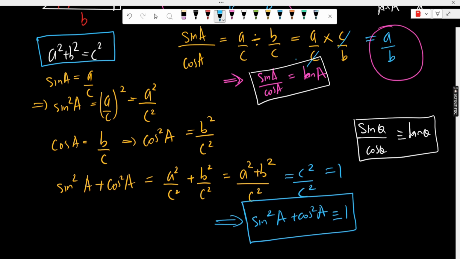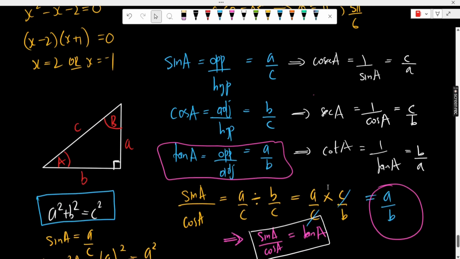And this is not only true for this right angle triangle, but it's true for any angle A. And this right here essentially is our second identity. So we have two identities thus far. Sine theta over cos theta is equivalent to tan theta, or if you're using A, sine A over cos A is equivalent to tan A. And of course, sine squared A plus cos squared A is equivalent to 1, right? So those are our trig identities thus far.